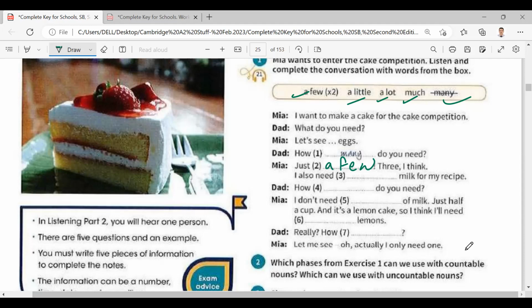Unit 3. Grammar. Exercise 1. I want to make a cake for the cake competition. What do you need? Let's see. Eggs? How many do you need? Just a few. 3, I think. I also need a little milk for my recipe. How much do you need? I don't need a lot of milk, just half a cup. And it's a lemon cake, so I think I'll need a few lemons. Really? How many? Let me see. Oh, actually, I only need 1.